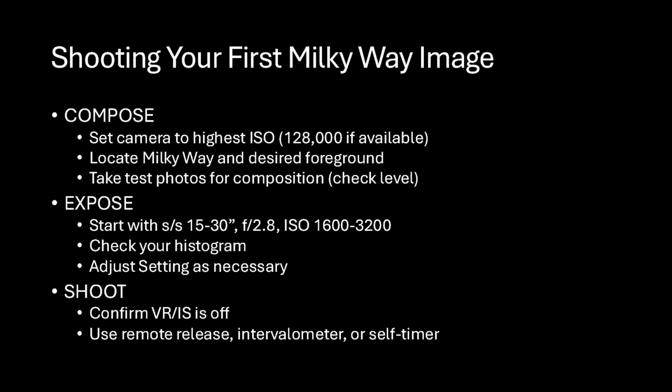So this is the actual procedure itself. You start with the camera at the highest ISO. You locate the Milky Way, and then the desired foreground. There are a couple of ways to shoot the foreground. In the picture I showed you from Cambridge, Maryland, we did illumination, a little bit of light painting on the foreground. And the one I showed with the abandoned house, there were probably 45 of those taken. We'd have too much light, too little light.